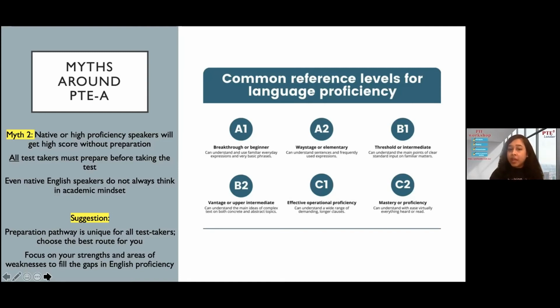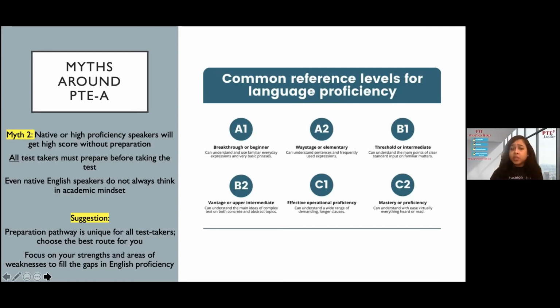Now, how can you do that? Look at the picture here on this screen. This is the common reference levels for language proficiency. If you give IELTS or PTE, whatever English language test you take, you will be given one level. So A1, A2 are for beginner level speakers. B1, B2 are for middle or average English speakers. C1 and C2 are for higher proficiency speakers.